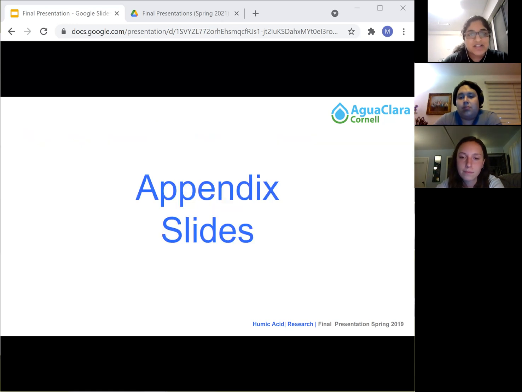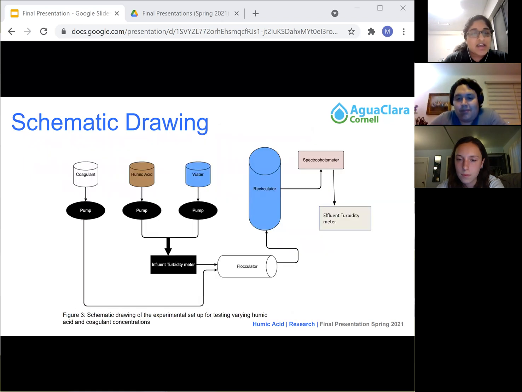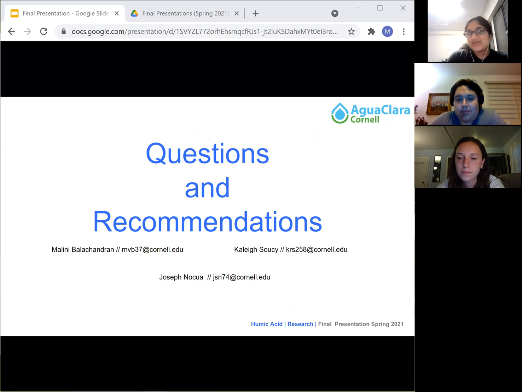So that's our presentation, and here are some of our appendix slides with the experimental setup that should be rebuilt for next semester.